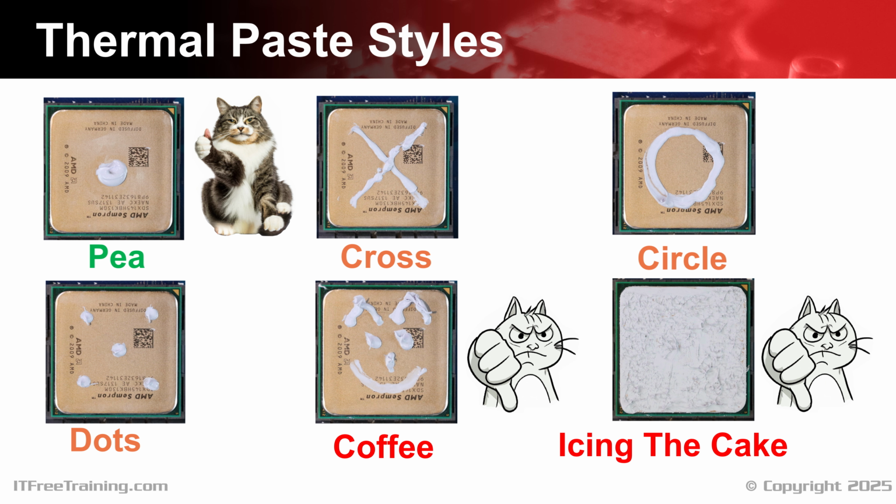Results show that when no thermal paste is used, the CPU runs very hot. Different applications of thermal paste only produce small differences in temperature. I will now look at why we recommend the pea method over other methods.